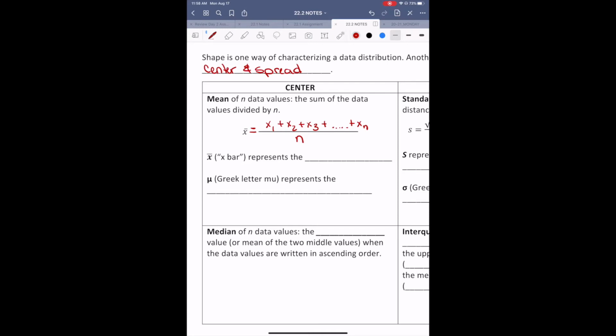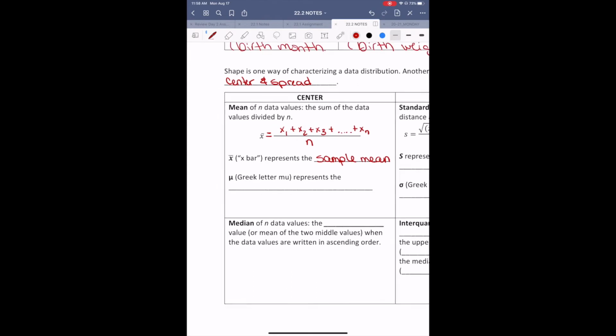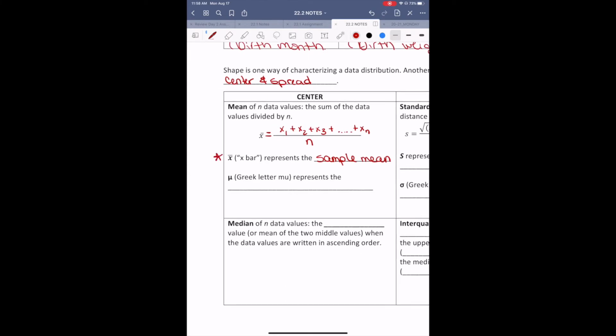Okay, now the x bar, if you saw the calculator tutorial, you're familiar with the symbol. The x bar represents the sample mean. And this is what we use 100% of the time when we talk about mean, okay? This is what we will be using the most. Keep in mind these symbols. We have the x bar.